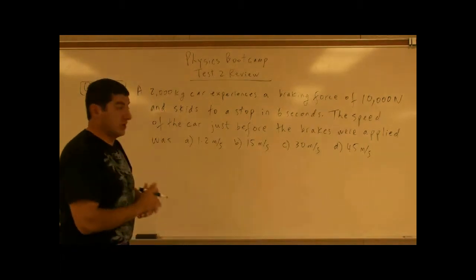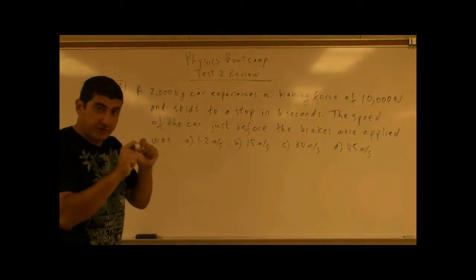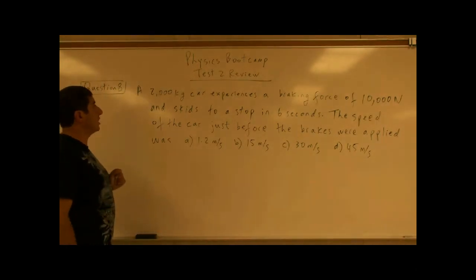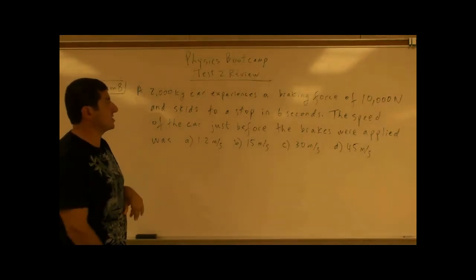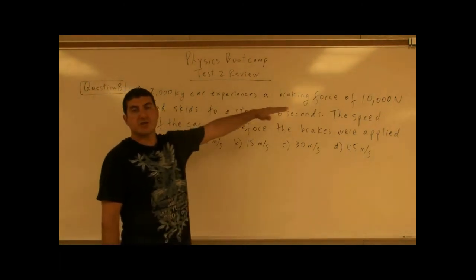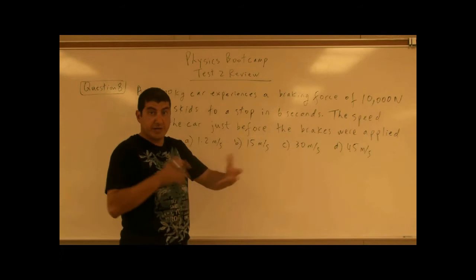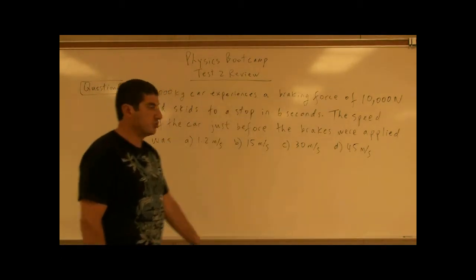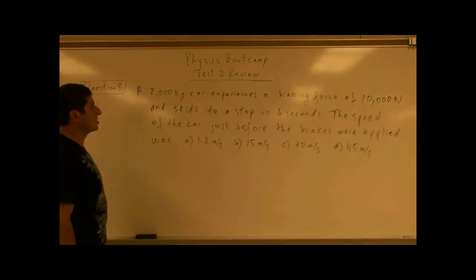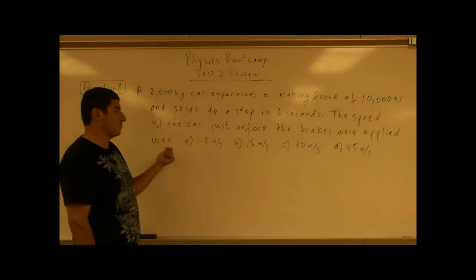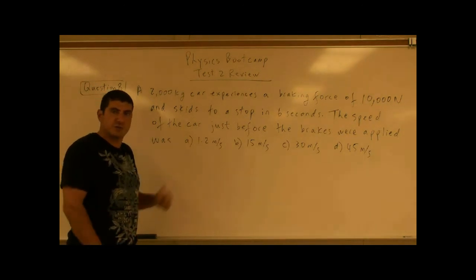Now we get to question 8. This is one where we have to work out a little bit more calculations. It says a 2,000 kilogram car experiences a braking force of 10,000 newtons. So that's the friction force of the brake pedals on the tires of the car, and then that's going to cause it to stop. And then it says it skids to a stop in 6 seconds. The speed of the car just before the brakes were applied was what? What was the initial speed of the car?